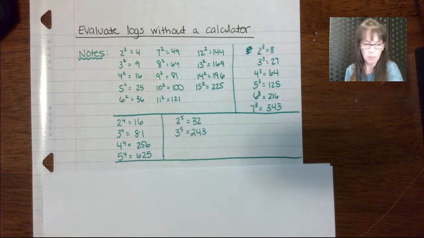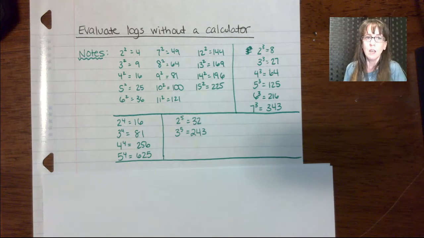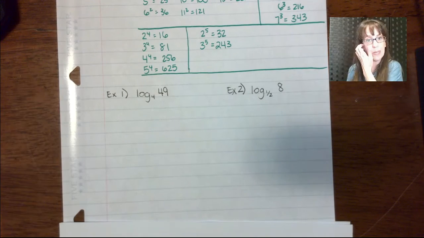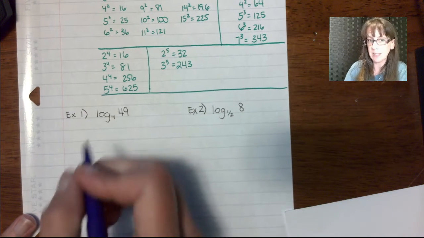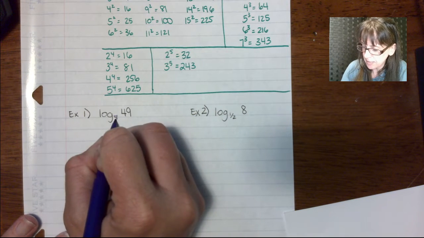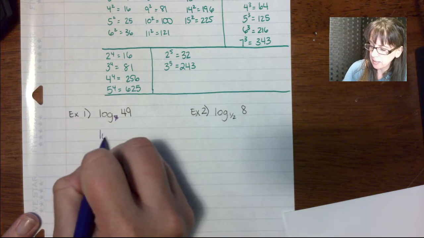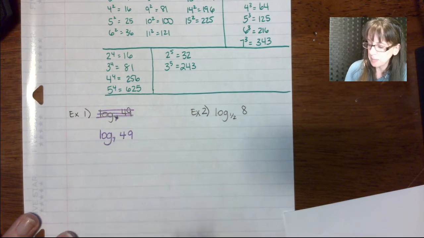So let's talk about that, let me get a different color than green. Colors are important. All right, so let's talk about that with these examples. We've got 2 examples here. If I wanted you to evaluate this, actually this should say log base 7, I'm sorry. Log base 7 of 49. I just realized I made a mistake there.